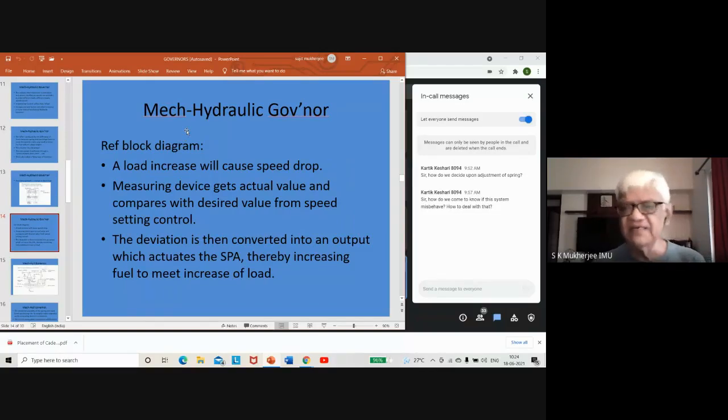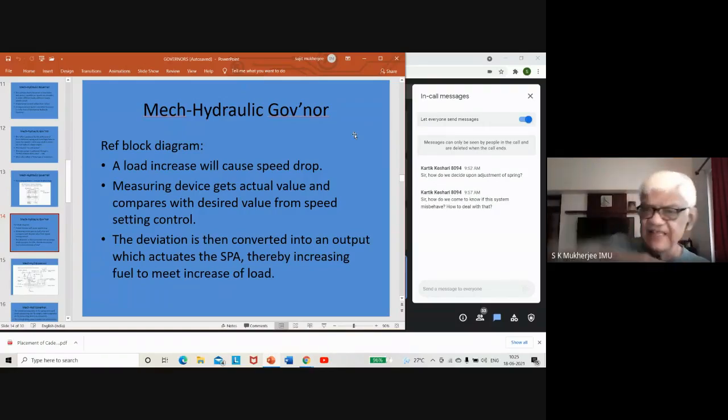So here is an explanation of the block diagram. A load increase will cause a speed drop. The moment you put resistance to the propeller, the RPM will drop. The measuring device gets the actual value and compares it with the desired value from the speed setting control. The deviation is then converted into an output which actuates the SPA, the servo power amplifier, thereby increasing or decreasing the fuel. This time it is an increase, thereby increasing the fuel to meet the increase of load. Yes, the moment you have an increase of load, the governor will arrange to increase the fuel. You understand? That's what happens.